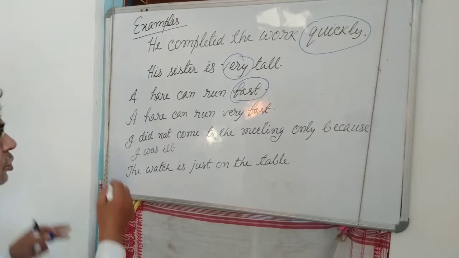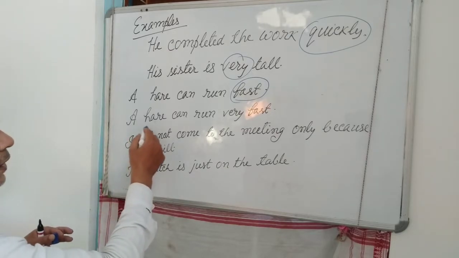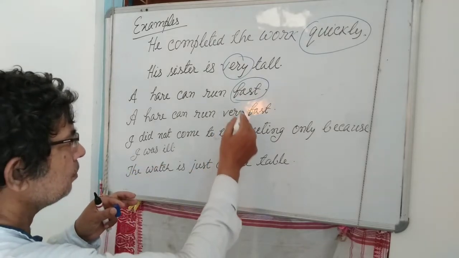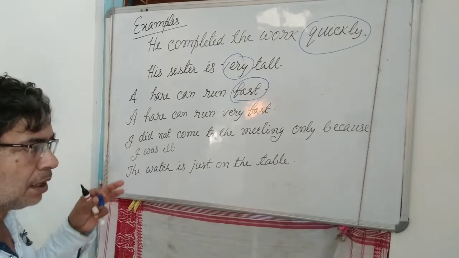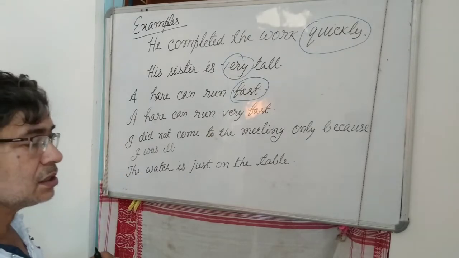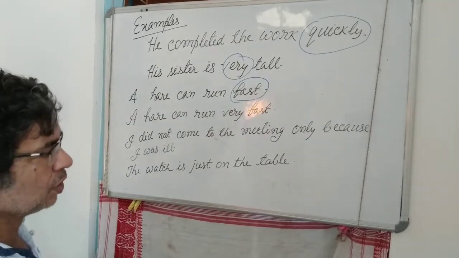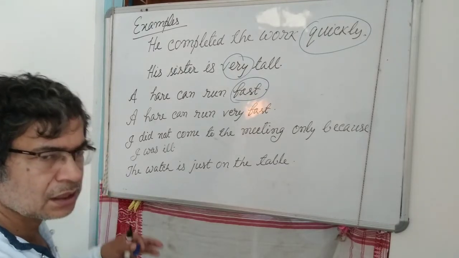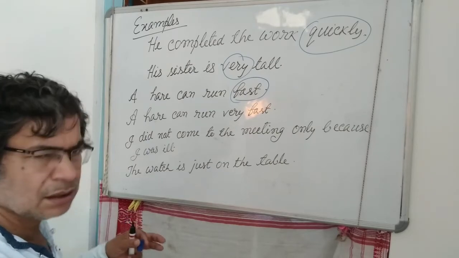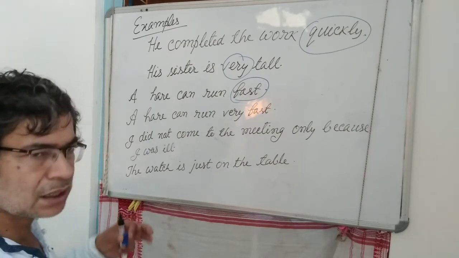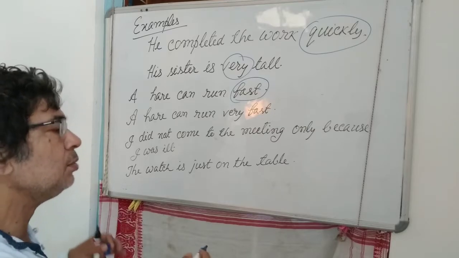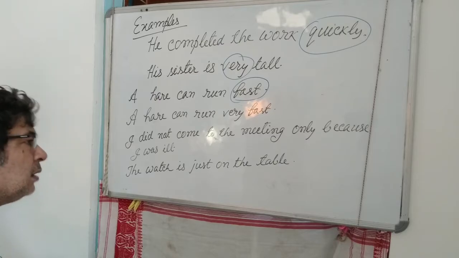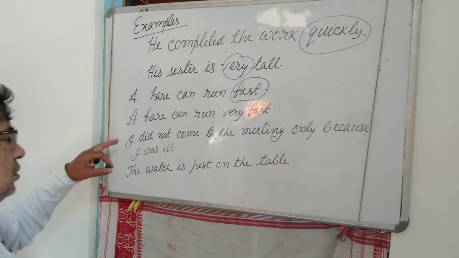Now come to the next sentence, the fourth one. Hare can run very fast. Again, what happens? The word very is used before the adverb fast to add some new meaning to it. We get new information that a hare can run very fast. That means its speed is very quick. It can run very fast. So new meaning is added to the adverb fast. Now come to the fifth sentence.